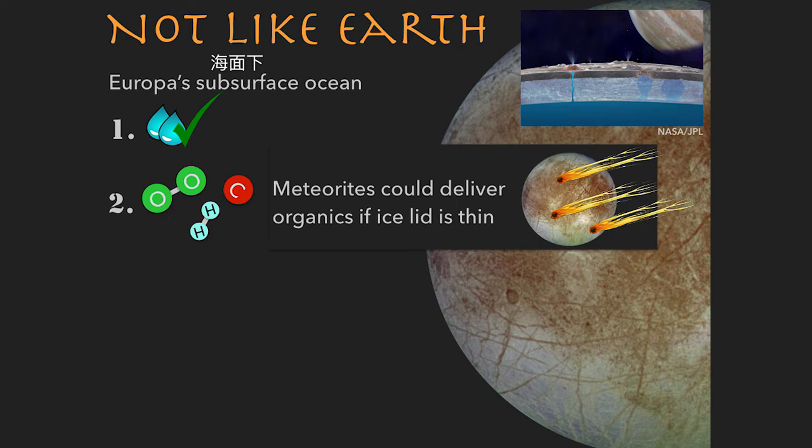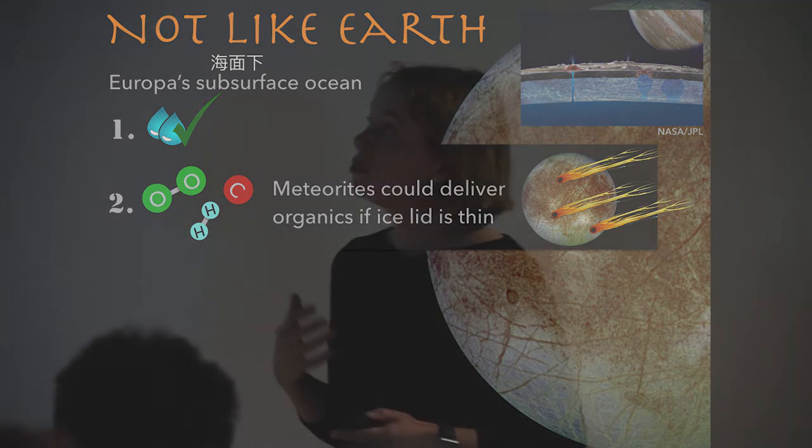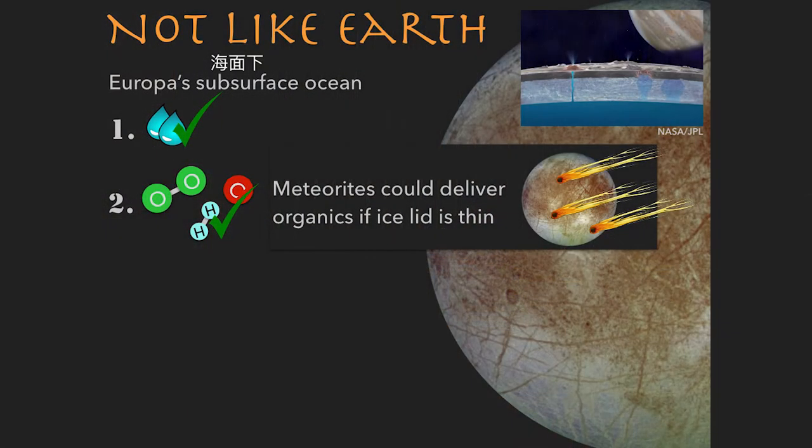Meteorites, which come from comets and asteroids, can definitely form the beginnings of organic molecules. And we think these arrived on Earth. We know Europa is pockmarked from collisions with these bodies. So if they could go through the ice, we would expect the ocean to be infused with these organic ingredients. So okay, let's give it a tick.